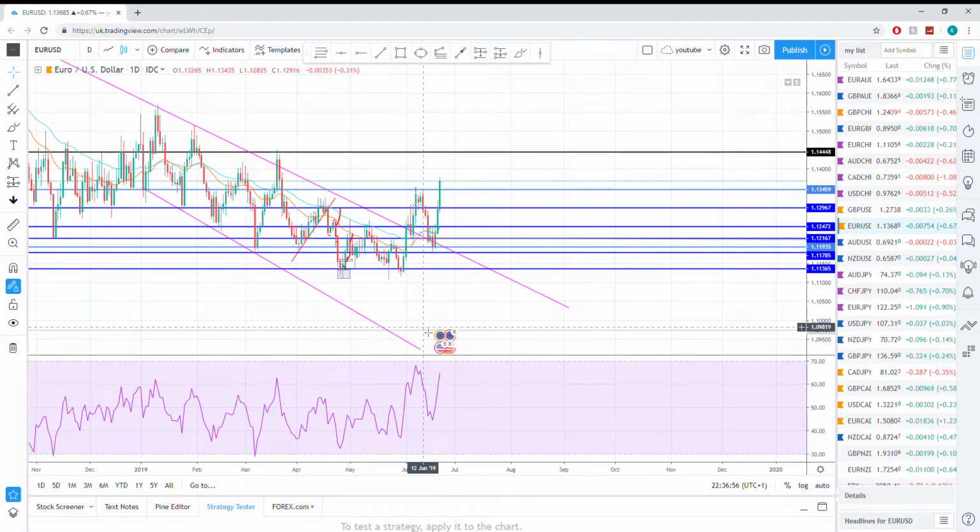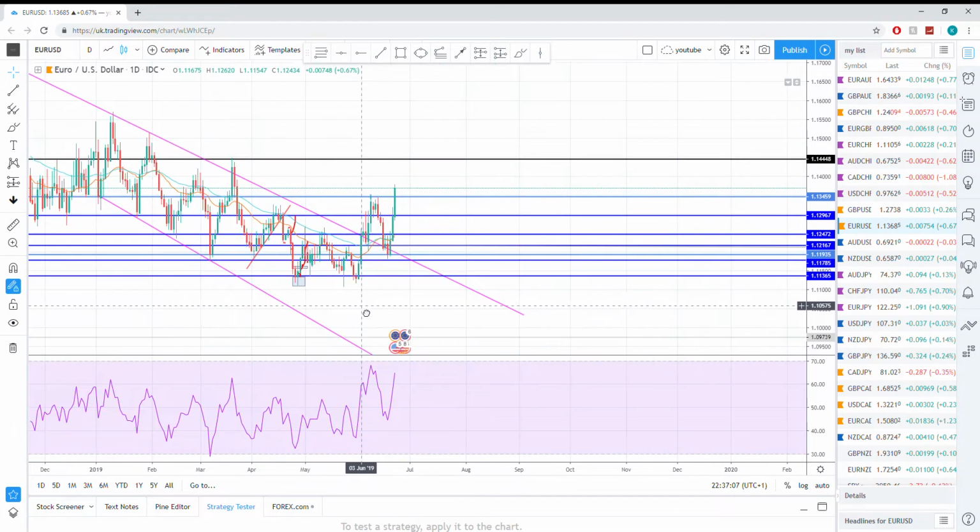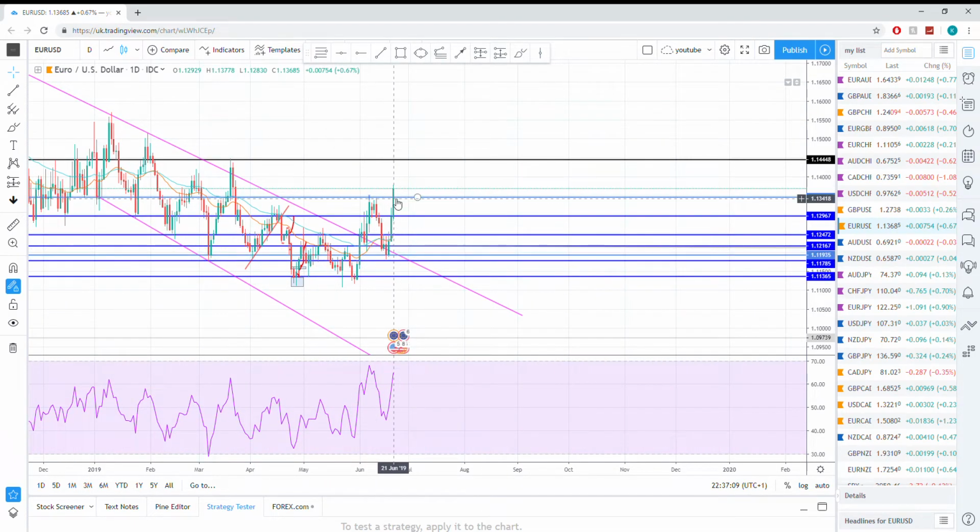We are looking at Euro USD. We are currently in a downwards channel, as we mentioned in the overall analysis, and this is on the monthly time frame. But as of now, we just popped out of it and got the retest that we're looking for, and we're heading towards 1.1448 as I was anticipating.